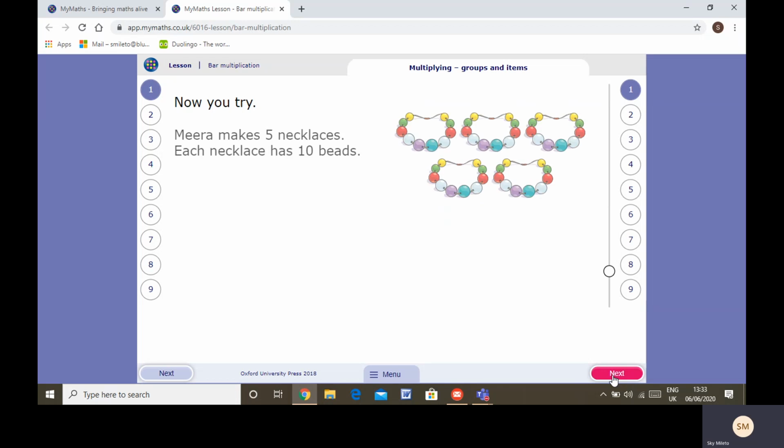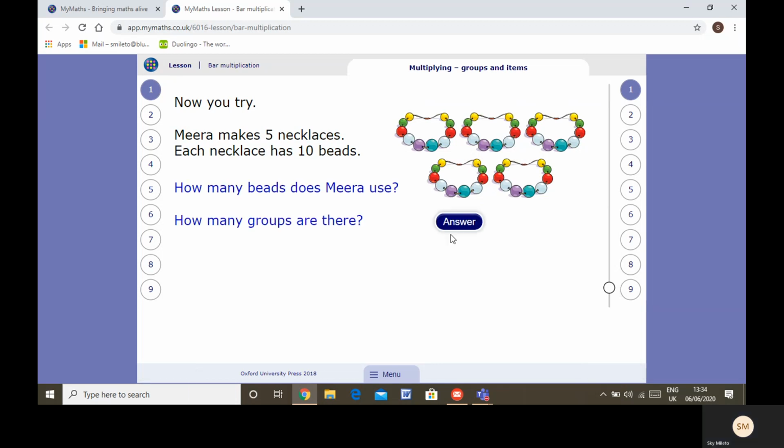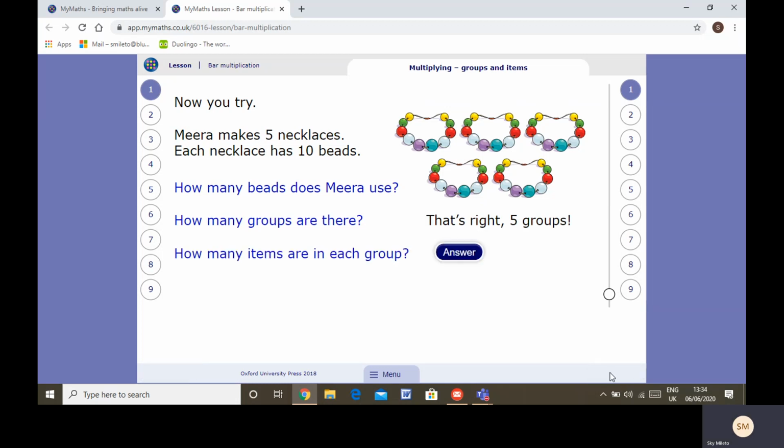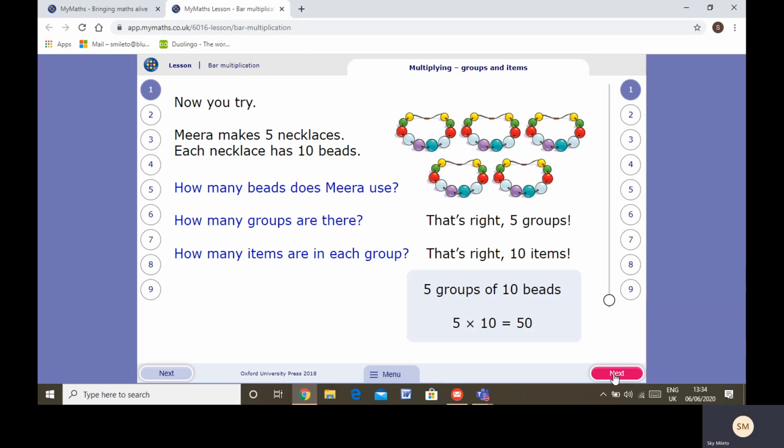Now it's your go. Mira makes 5 necklaces. Each necklace has 10 beads. So we've got 5 groups of 10. How many groups are there? 5. How many items in each group? We can even count them. 1, 2, 3, 4, 5, 6, 7, 8, 9, 10. 10. So 5 groups of 10 would be 50 beads.